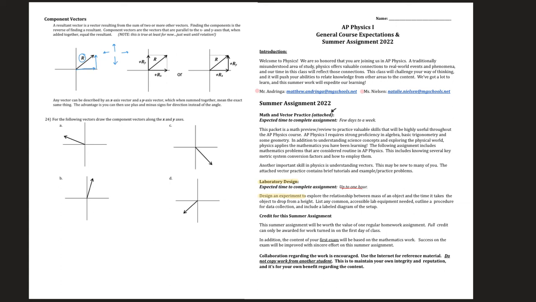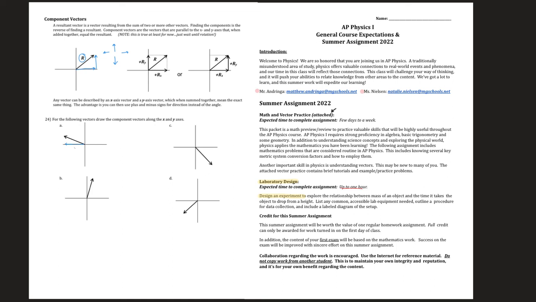So we have a component that points to the right, we have a component that points up. Our x component points to the right, our y component points up. Okay, so for number 24, draw the following component vectors along the x and y axes.